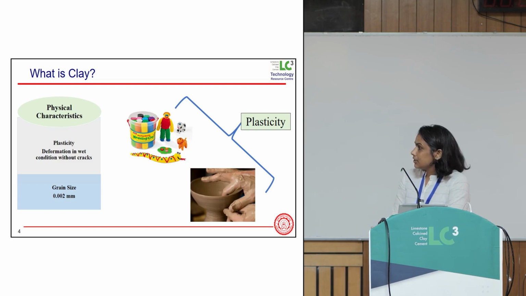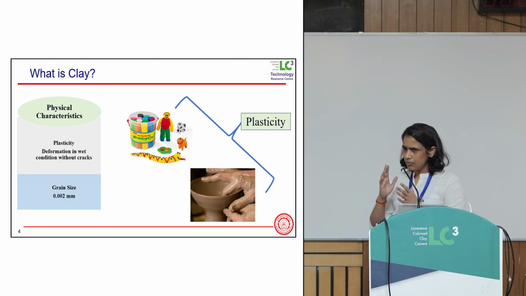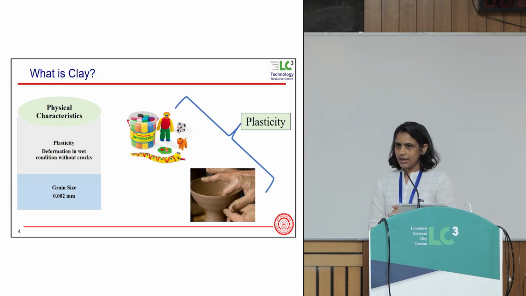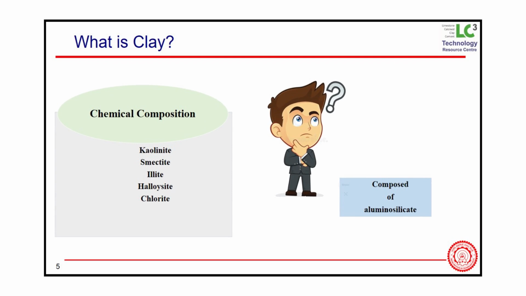The other property is particle size. Clay minerals have the finest particle size among all available minerals, on the order of 0.2 micron. So physically, now we know something that is plastic and has a fine grain size is clay. Let's have a look into its chemical composition.